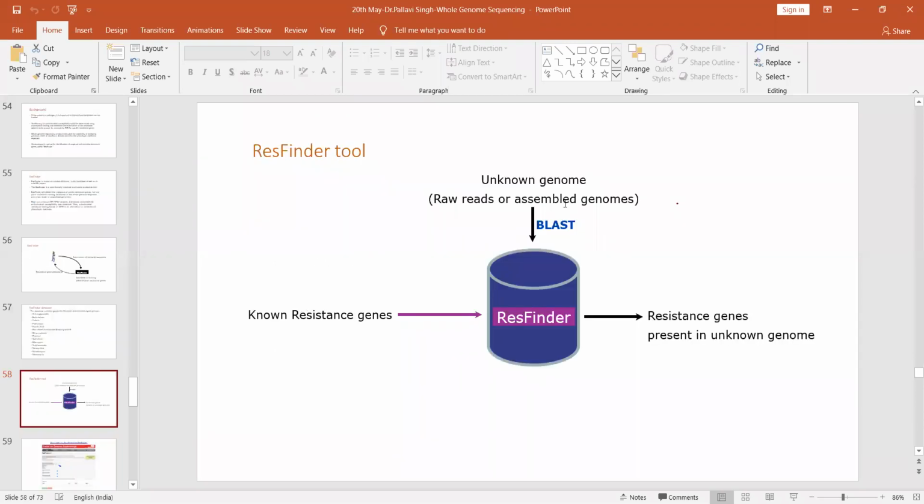So you take the unknown genome sequence, it could be raw reads or an assembled genome, and feed it to ResFinder. Based on the BLAST against the known resistance gene profile, it will tell whether the unknown genome has the resistance gene or not.